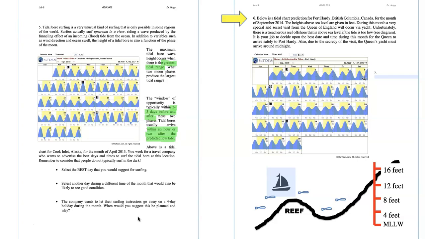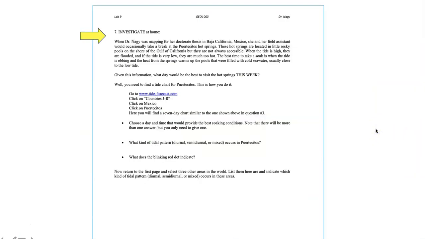Question 6 here shows another one of these month-long maps, and it's asking you to predict when a boat can safely pass a reef that's at the 8-foot level above the MLLW, and it has to be around midnight. Just you read this little story here. Now it's kind of hard to read the elevation of the tide here, but there I've highlighted the 12-foot mark and the 6-foot mark. So if you look at this carefully, you'll see those indications of the height of the tide.